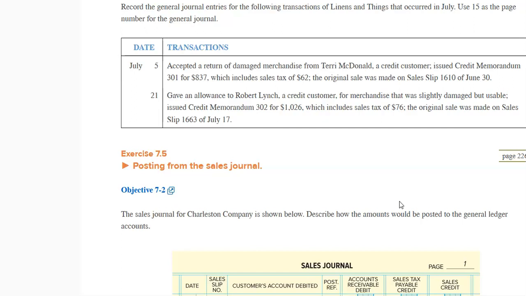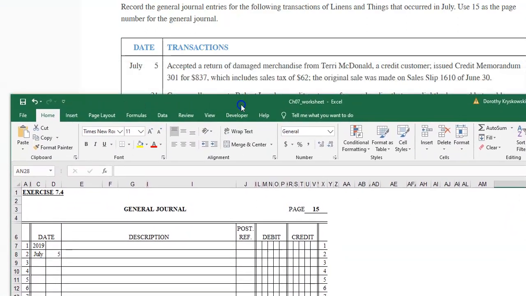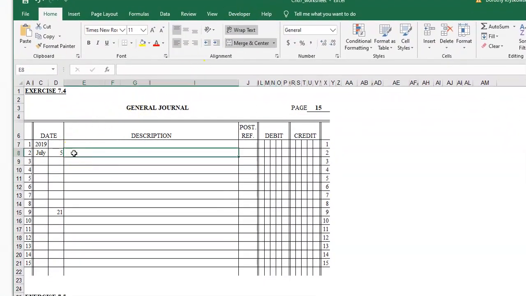So here we accepted a return of damaged goods. So that means we're going to use the sales allowance customer account. Issued a credit memo for $837, which included sales tax, and the original sale was made on June 30. Let's just go to the General Journal and figure it out. Okay, they told us it was July 5th. And we know the debit's always got to be listed first. We know the sales returns and allowances is always going to be a debit. Sales returns and allowances.